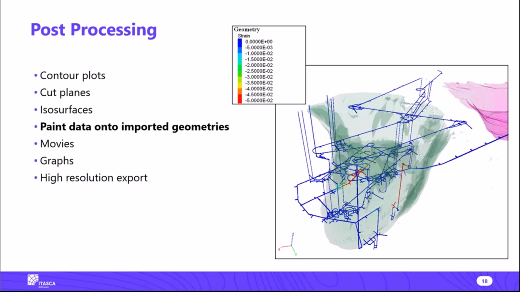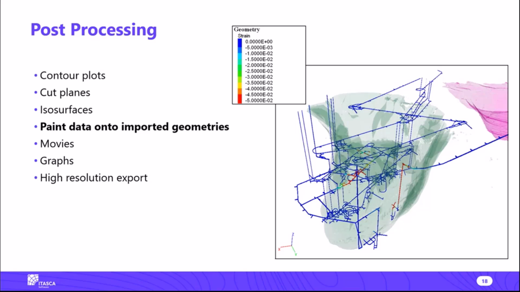Some calculation has been done. We have a bunch of fairly sophisticated post-processing capabilities within 3DEC. So of course you can make contour plots, you can make cut planes to look at 2D sections, you can make isosurfaces, which I'm showing here. You can paint data onto imported geometries. So this is what I'm showing in this plot here.